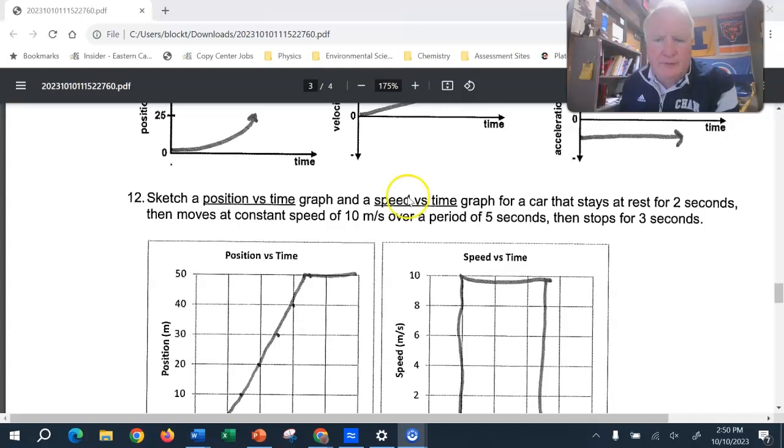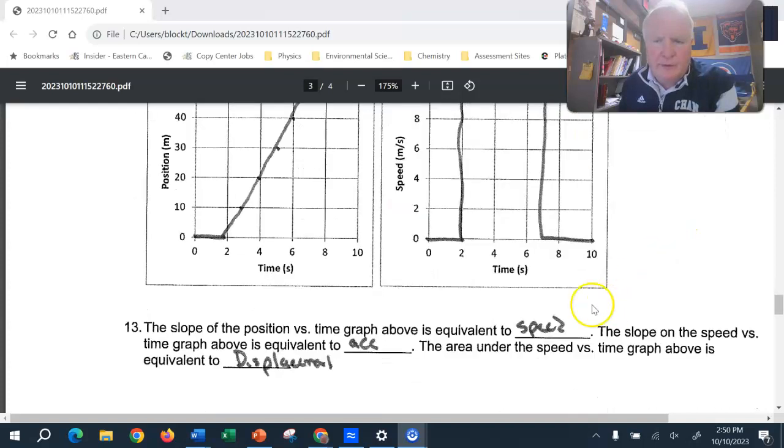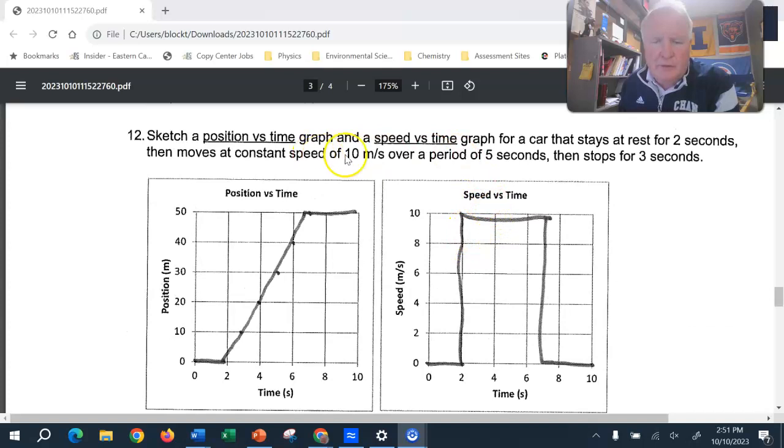And so if I do the speed graph first, it says the car stays at rest for 2 minutes. Well, 2 seconds, it's at rest here. It moves at 10 meters per second for 5 seconds. Well, here it is, 10 meters per second for 5 seconds. And then it stops for 3 seconds. So those words are speed words. And so sometimes it's easier to do the speed graph first. And then you go to the position versus time graph.